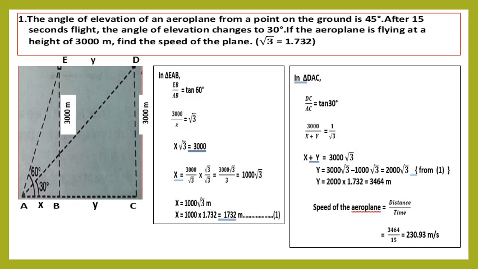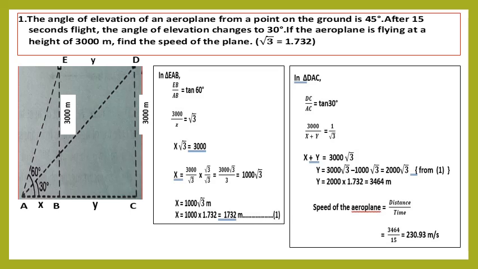After 15 seconds, the position of the aeroplane changes from E to D. Now the angle of elevation is 30 degrees. Angle DAC is 30 degrees. CD is 3000 meters. We need to find the speed of the plane.